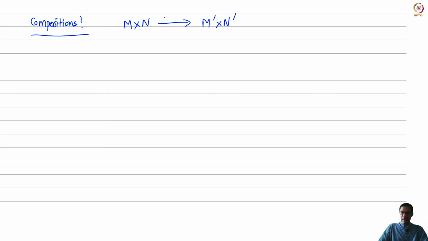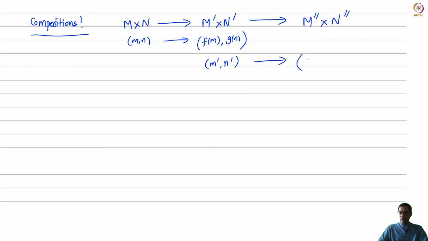So maybe we'll go to the next page. We need to consider compositions. If I take M cross N, let's draw the same diagram as before, M prime cross N prime. This is the arrow which takes m, n to f(m), g(n). And suppose I have another one like this, M double dash cross N double dash, and another arrow which takes M dash cross N dash to, let's say, A of m dash, comma, B of n dash. It's again an arrow in the product category.